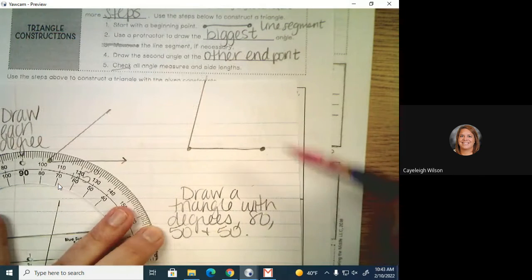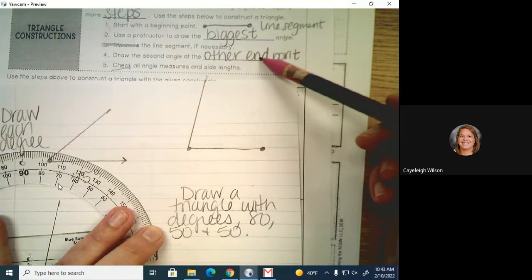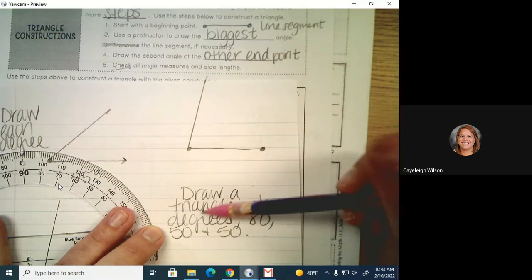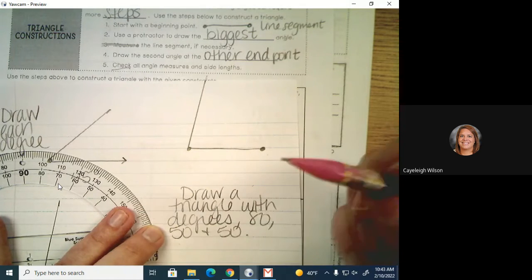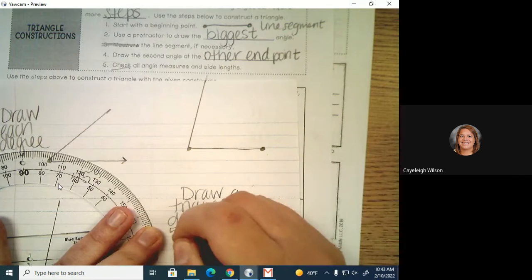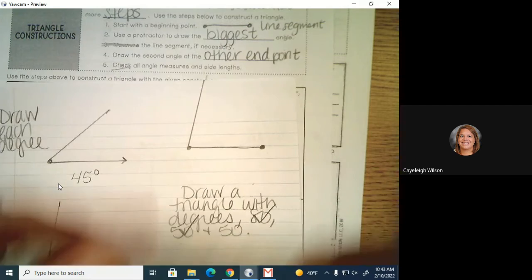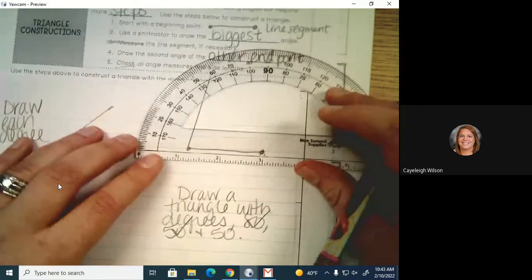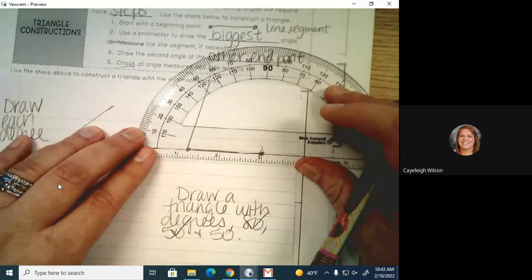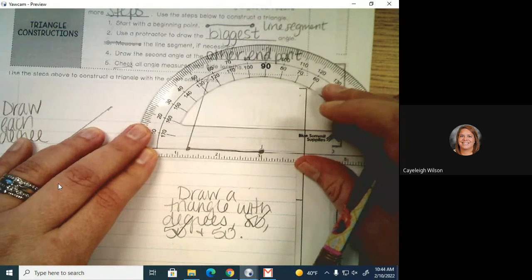Then I'm going to pick a second angle. So it's either 50 or 50. Obviously I'm going to choose a 50. I already did this one, so now I'm going to do this one. You're going to take your protractor and put it on the other end point. So I put it on the other end point and I'm going to draw a 50-degree angle.